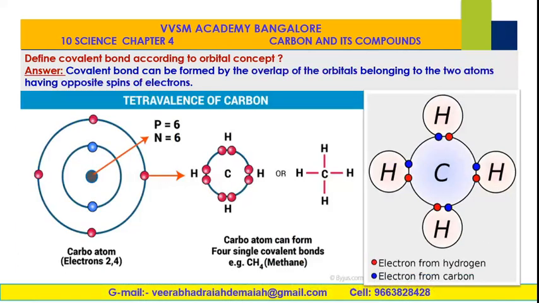Tetravalency of carbon. Carbon has a tetravalent electronic configuration. 2,4 is the electronic configuration. A carbon atom can form four single covalent bonds. Example, methane, CH4.